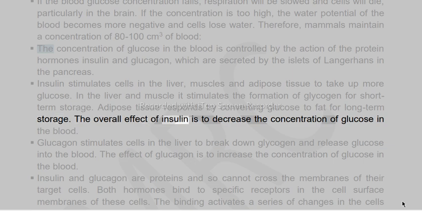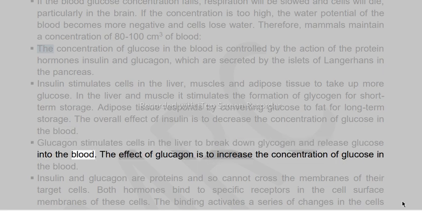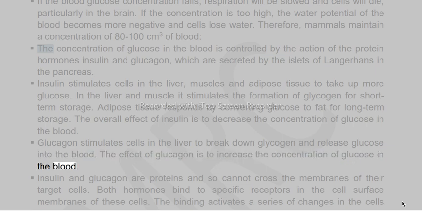The overall effect of insulin is to decrease the concentration of glucose in the blood. Glucagon stimulates cells in the liver to break down glycogen and release glucose into the blood. The effect of glucagon is to increase the concentration of glucose in the blood.